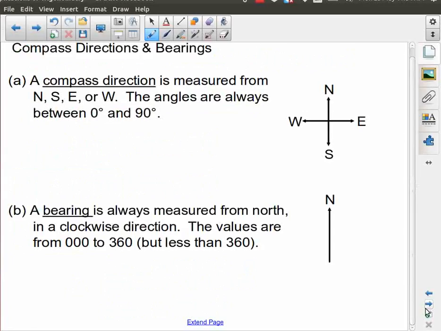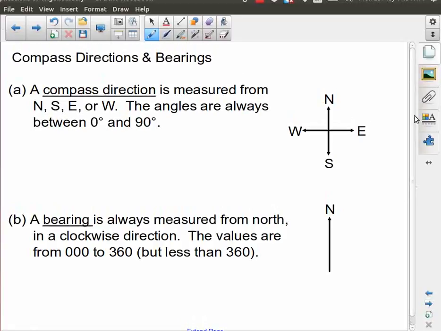Okay, now on to what may be some new concepts for some people. There are some word problems in your assigned work. They do come up that deal with directions and bearings.